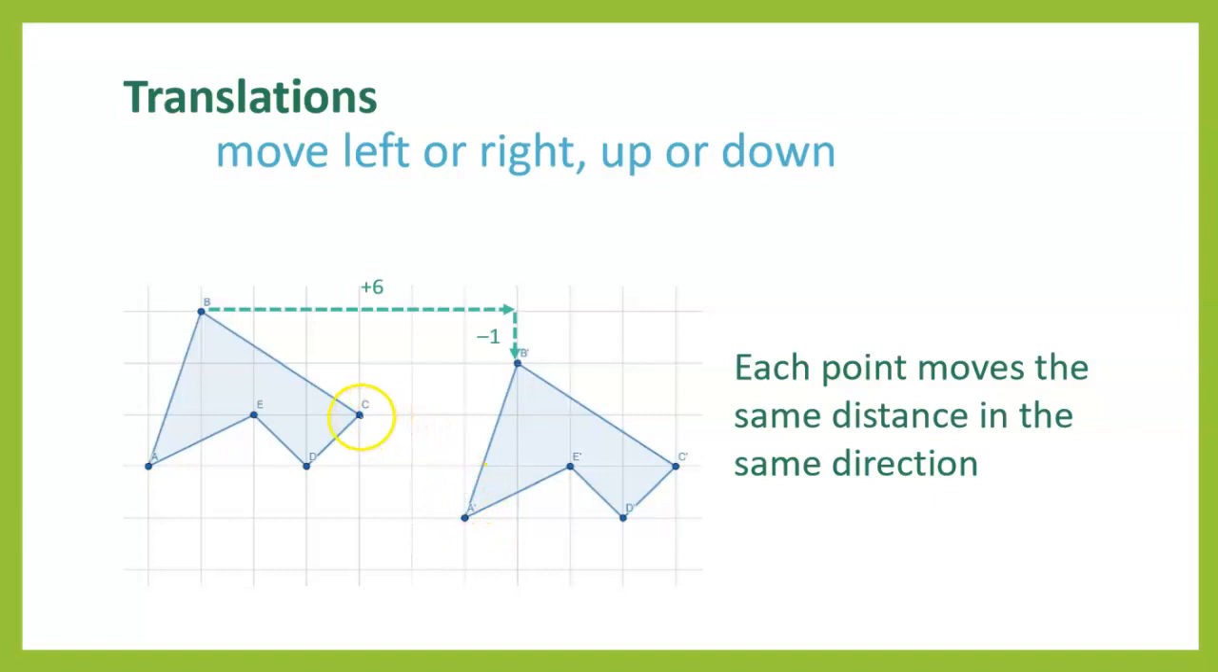That would have to be true of C as well. 1, 2, 3, 4, 5, 6 right, and then 1 down for C prime. So every single one of these points moved 6 right and 1 down, and that makes it a translation.